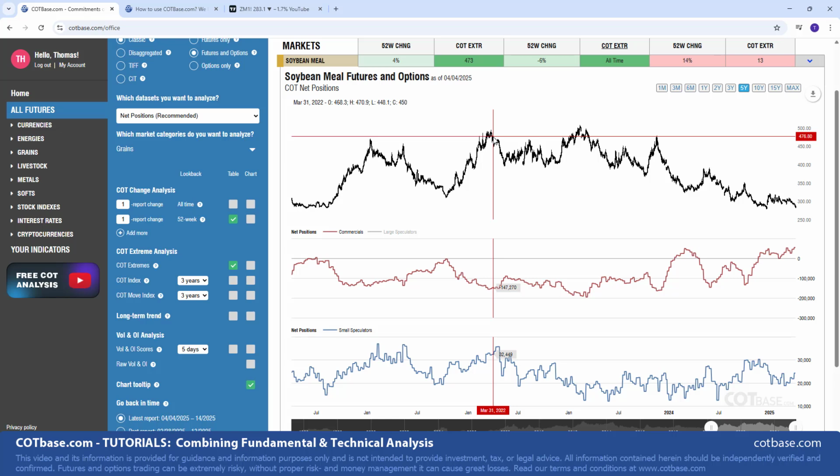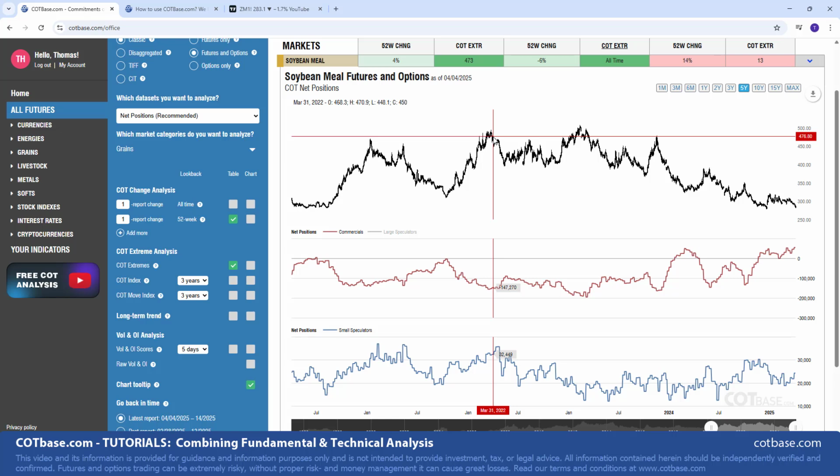So you might not know about the commitments of traders data, but I'm sure you've heard about volume and open interest. Open interest really shows how interested traders are in that specific market. If open interest is high, that means there's excitement, there's stress in the market.